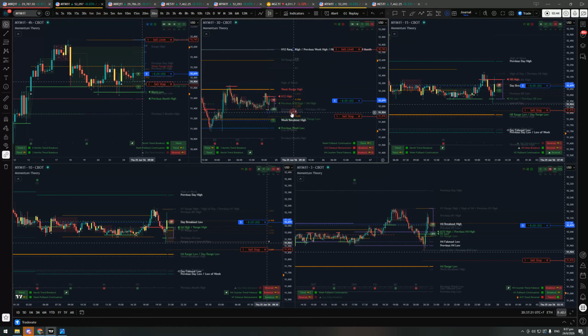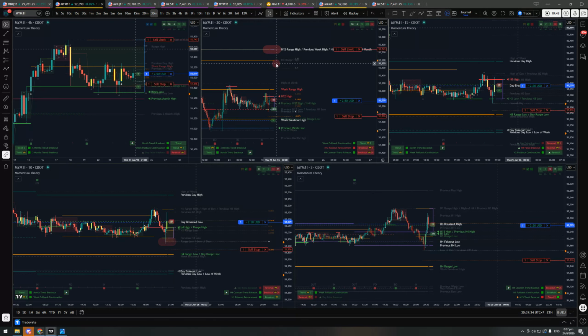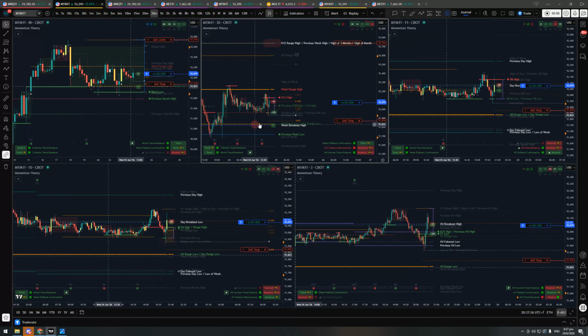I marked off my levels here. The 0 is at the low, the 1 is my target. Stop loss at the 0.075, these levels in between. Let me just pull this out a bit.